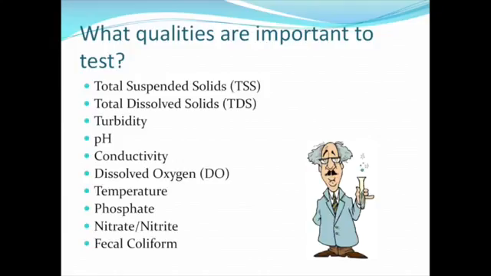So here's a list of some of the most important qualities or parameters that we need to measure in order to set a water quality standard, which is also known as the Water Quality Index or WQI for short. Among these parameters we have total suspended solids, total dissolved solids, turbidity, pH, conductivity, dissolved oxygen, temperature, phosphates, nitrates, and fecal coliform, or E. coli.